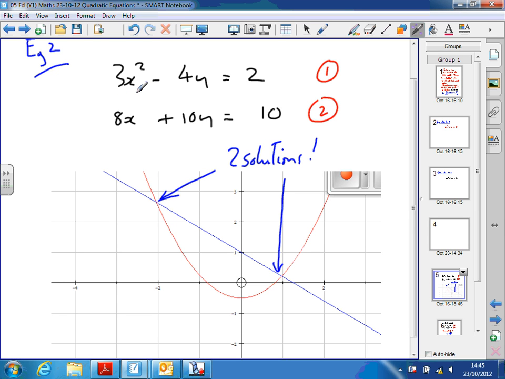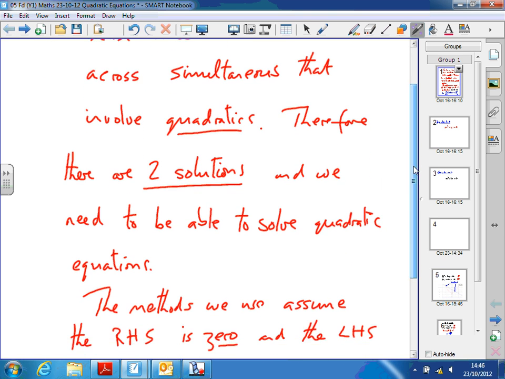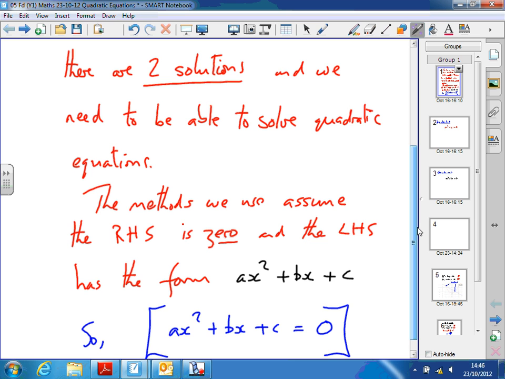And we decided to try and solve these things. We went through it as far as we could. We have to be able to solve quadratic equations. So that's what we were doing last time. So today I want to look at solving quadratic equations.